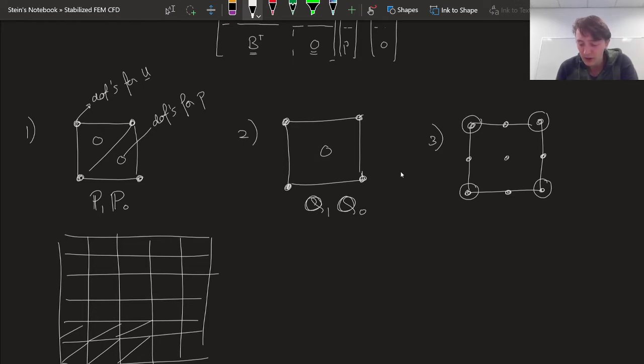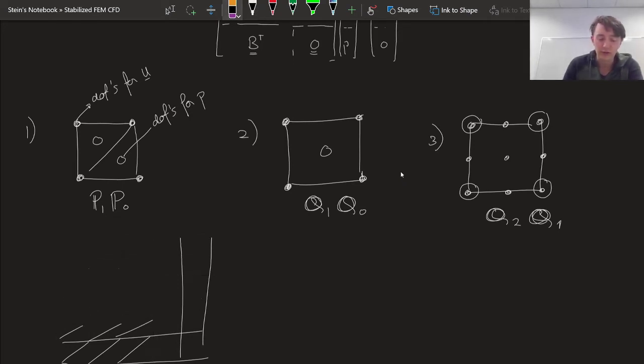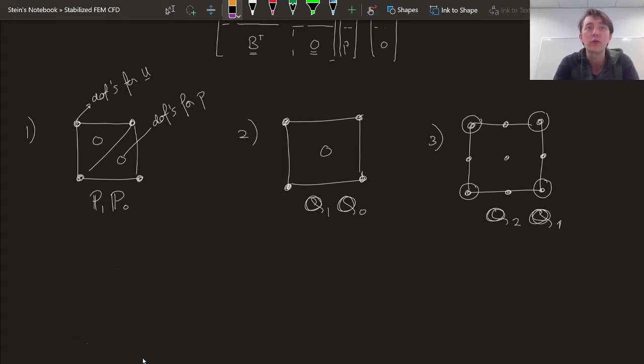And the last one is going to be Q2, Q1. Right? So we have quadratic basis functions on square domains for the velocities, and we have linear basis functions on square domains for the pressures. Okay, so these are 3 different ways of trying to discretize our spaces H1 and L2 for our velocities and our pressures.